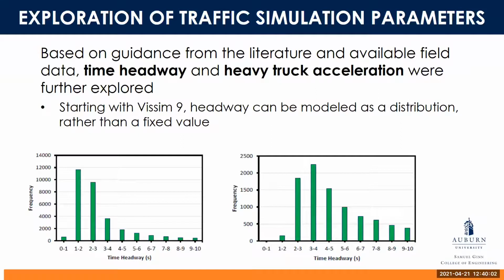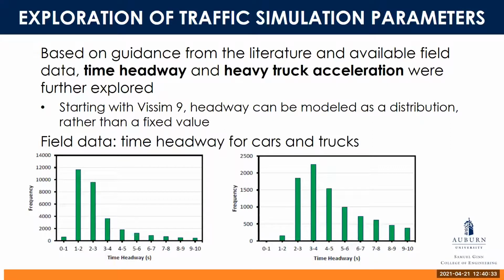With the VISSIM 9 version, which is now a couple versions ago, but what we were using at the time the modeling occurred, headway could then be modeled as a distribution. Prior to that, it was a fixed or static value. In other words, implying that every single vehicle tends to keep the same gap or time headway ahead of them. And we know from our experience using the system that that's not necessarily true. So we did make use of that, what was at the time new functionality in VISSIM, to enter headway as distributions and separately for cars and heavy trucks, as we see here.